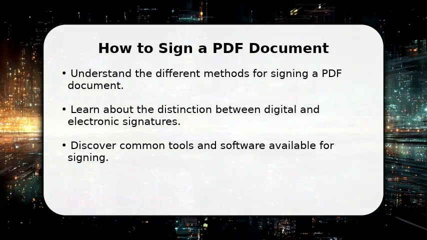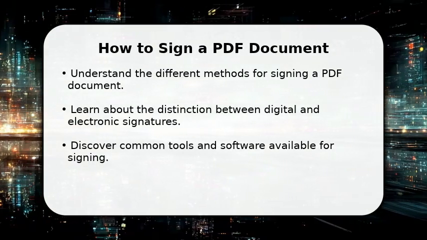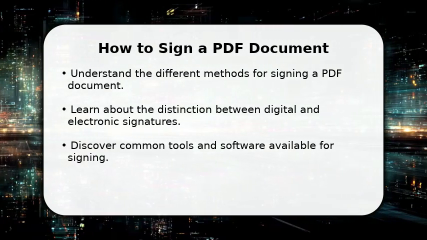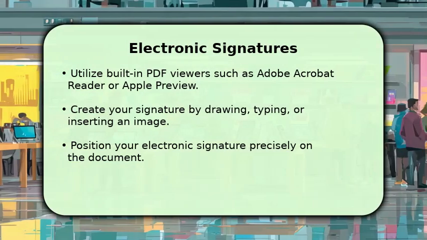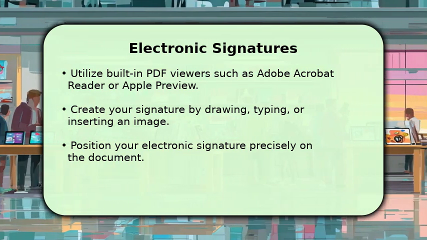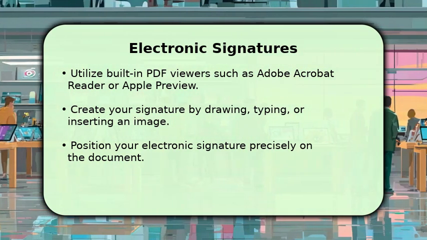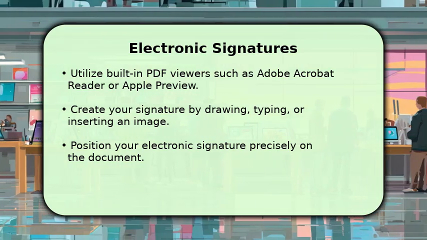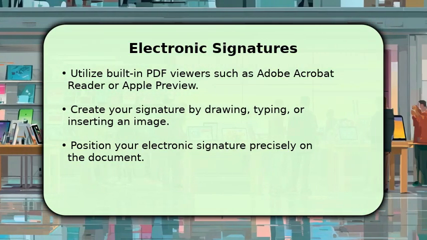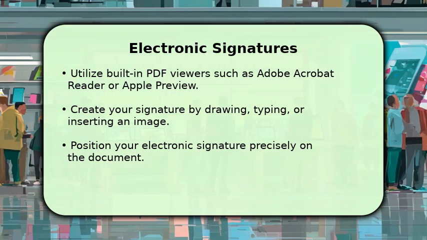You can then choose to type your name, draw your signature with a mouse or trackpad, or upload an image of your handwritten signature. Electronic signatures are the most common method. Simply open your PDF, select the Sign or Fill and Sign tool, and then choose how you want to create your signature. You can type your name, draw it with your mouse, or upload a picture of your handwritten signature.